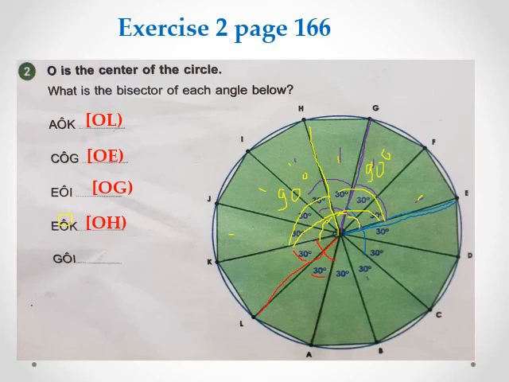GOI. This angle here, GOI. The bisector should divide the angle into 2 equal angles. They are here 30 degrees. They are 2 equal angles. What's the semiline that's in the middle? OH is also the bisector of angle GOI.